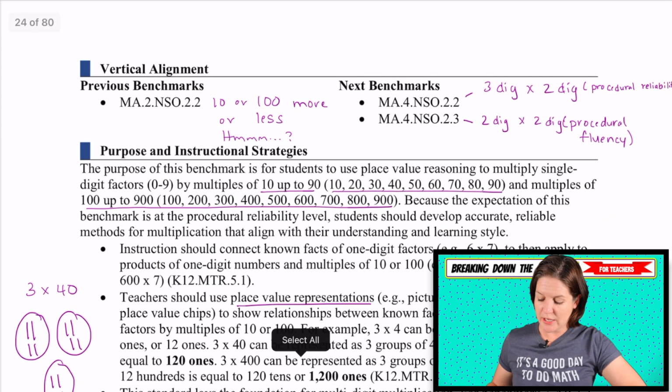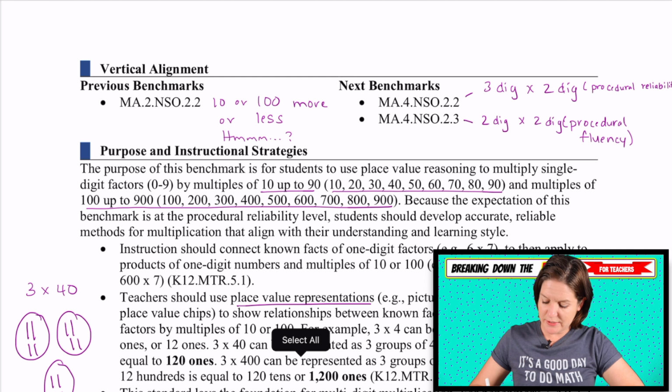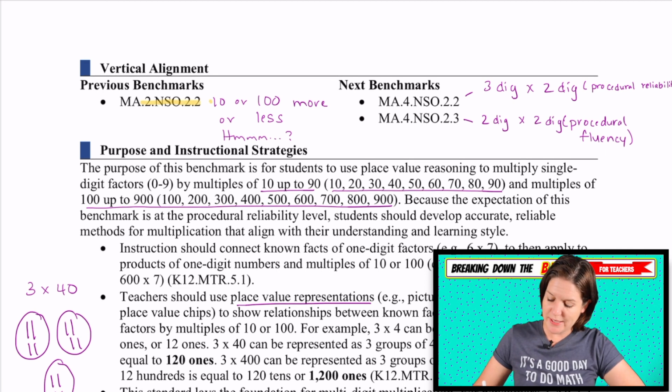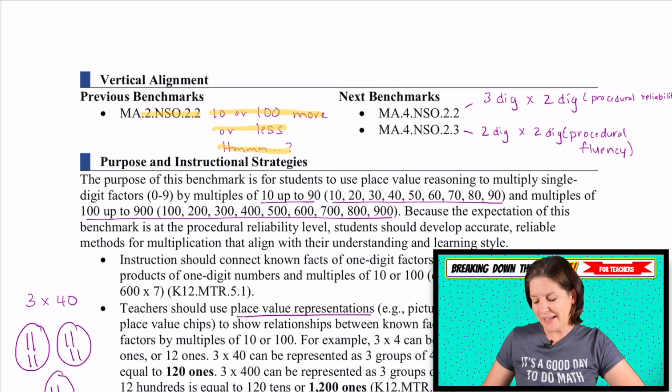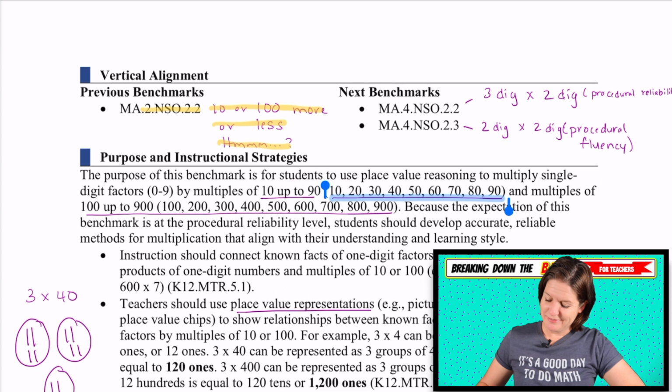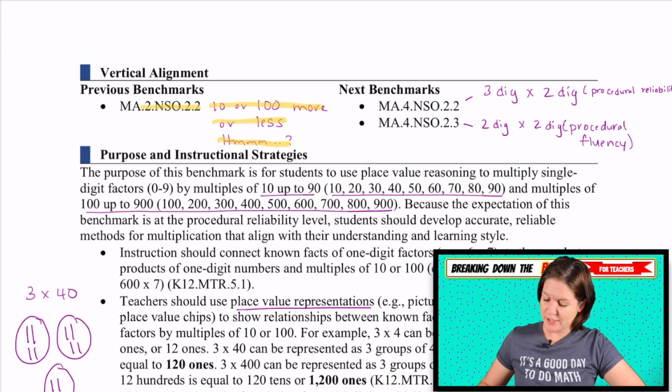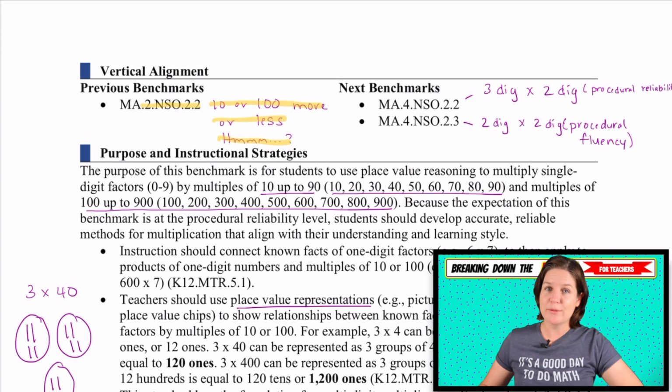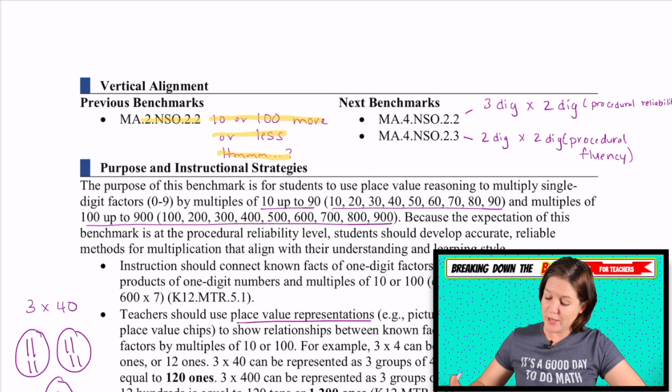All right, where are they coming from? Well, they said here for 2.NSO.2.2 that 10 or 100 more or less was one, and I get that maybe with the multiple of 10 and a multiple of 100, I can see how they're connecting it, but looking at that standard, it wasn't a very strong connection, but okay. All right, I see it with the multiple of 10 and multiple of 100, okay.